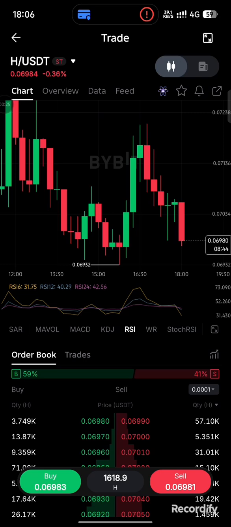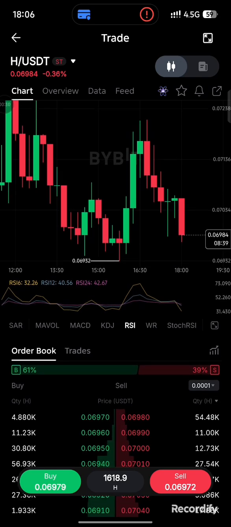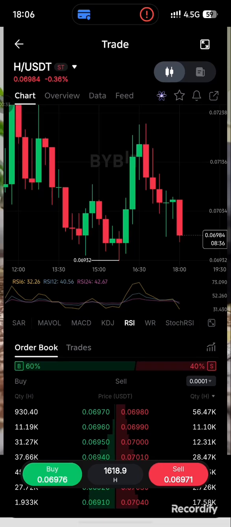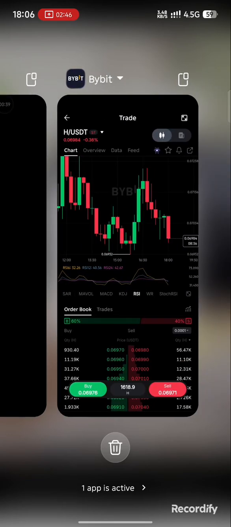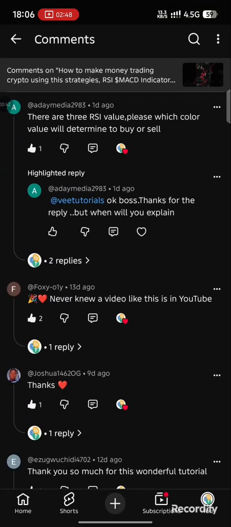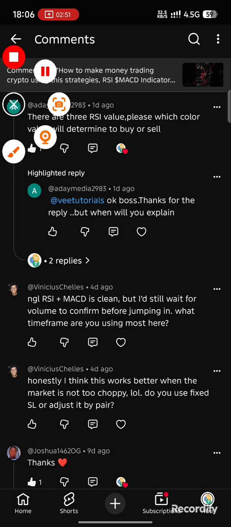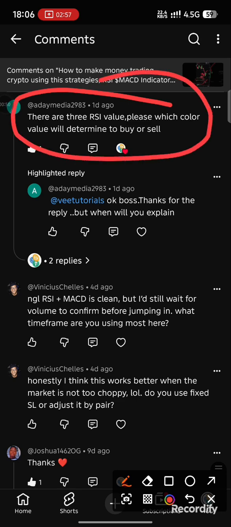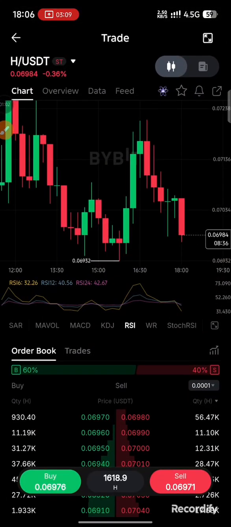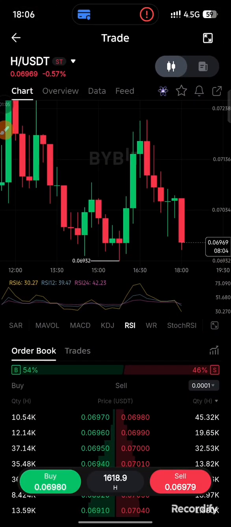In today's video, we're going to look at which RSI gives you the signal to buy and which RSI gives you the signal to sell. We're going to do that with respect to this question that was thrown on my YouTube channel. It says there are 3 RSI values. So please, which color value will determine you to buy or to sell? Without a waste of time, let's dive into this exchange and answer the question.